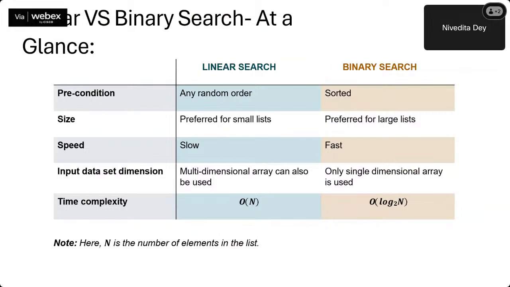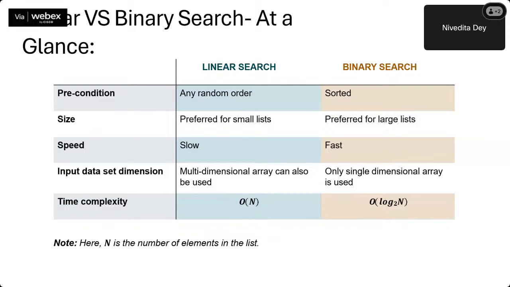So, it's a comparison between linear and binary search. Linear search works on any random order, while binary search needs a sorted order. Is linear preferred for small lists and binary for large lists? Nothing like that; it's not really relevant logic. List size does not matter here. If it is not sorted, binary search is not applicable anyway. And linear is definitely slow, while binary is fast because it's logarithmic.